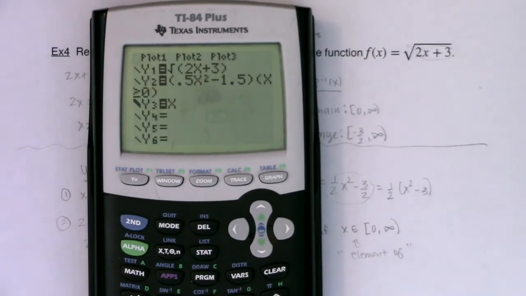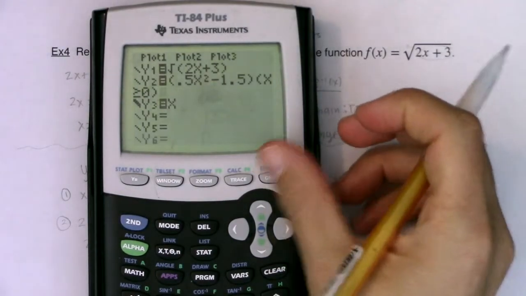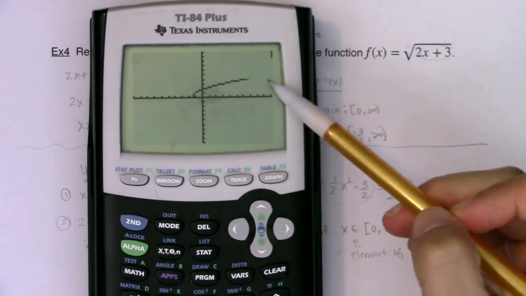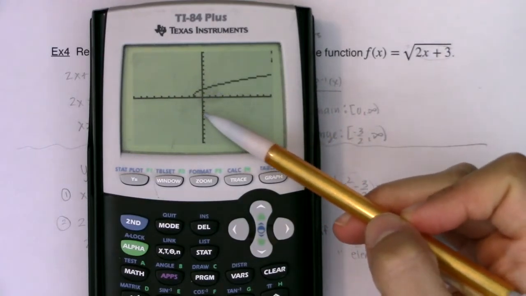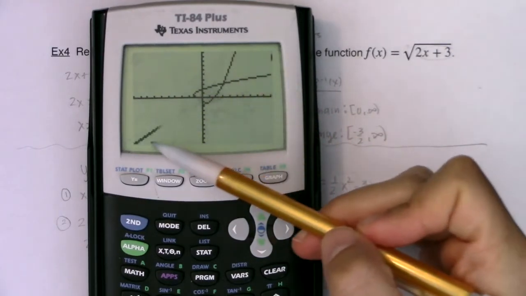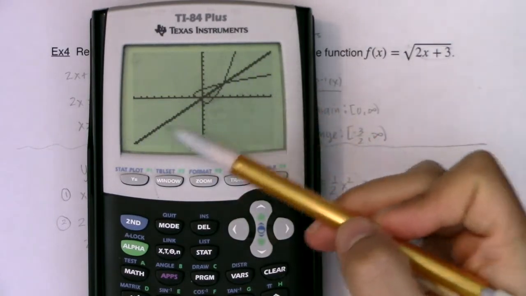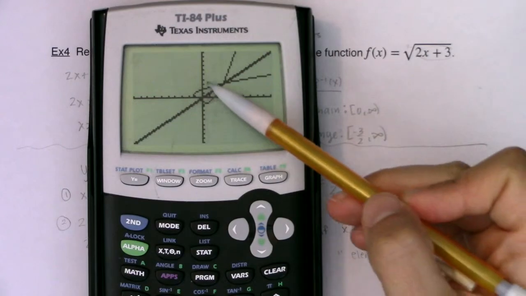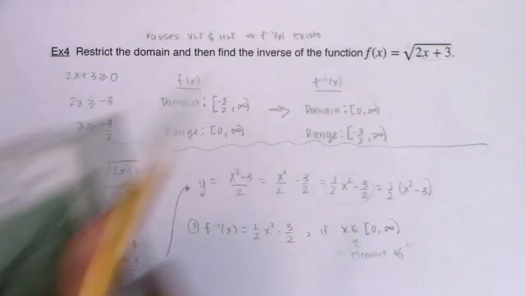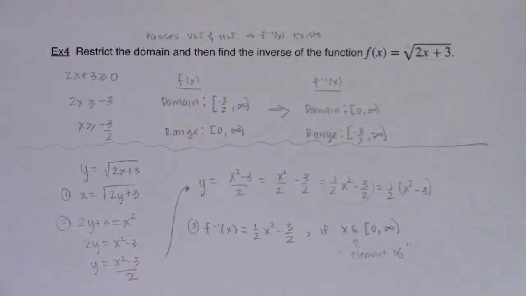And now that I've restricted my domain, if I hit graph, we're going to see there's my original function. Here comes its mirror image, right? There's its inverse function, and that does get split right along that line of y equaling x. So these two are inverse functions of one another. So we just want to make sure we're careful with restricting the domain when we need to, all right?